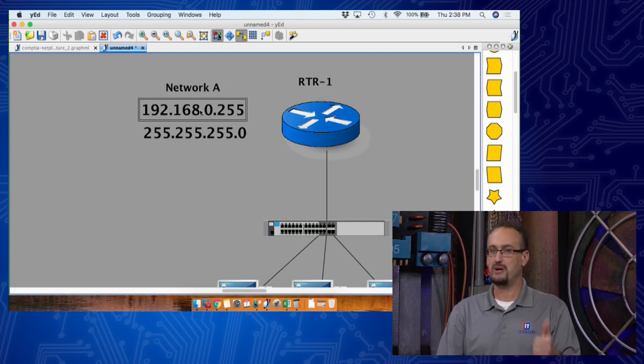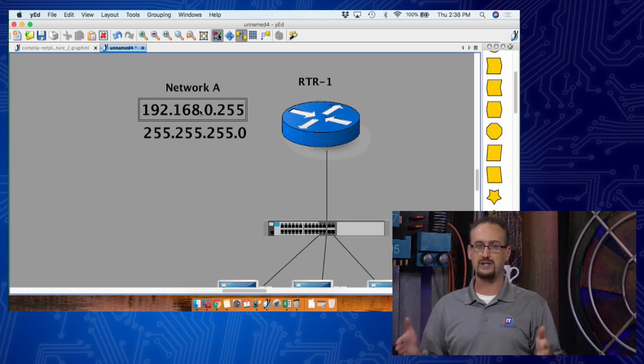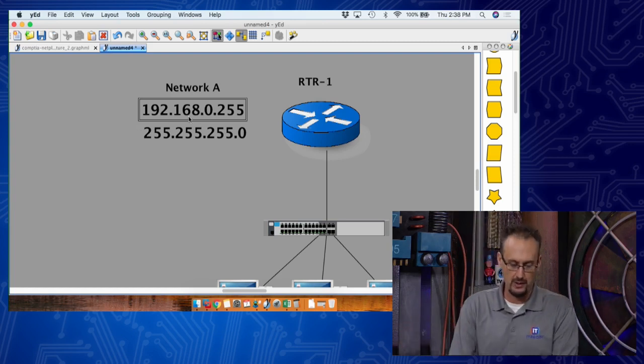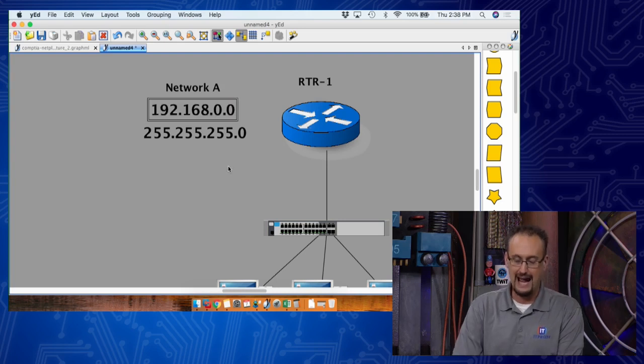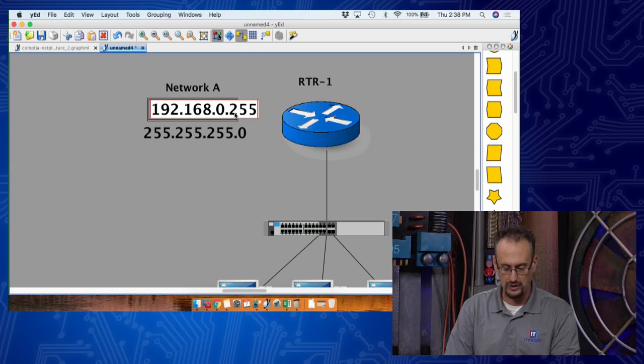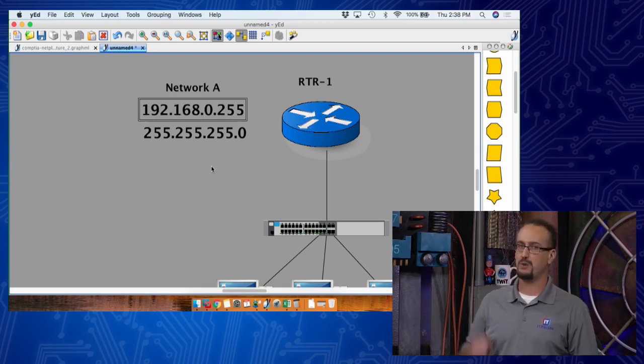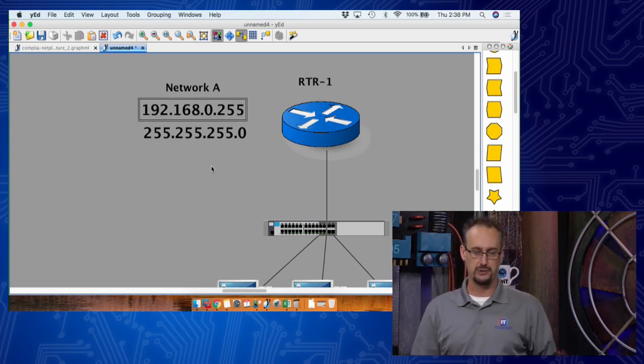We can't use the network ID. That's the very first possibility within your network range. In this case, it's 192.168.0.0. The very last address within the range is what's known as the broadcast address, and all computers share that because that's how they send broadcast communication. So now we're down 2.